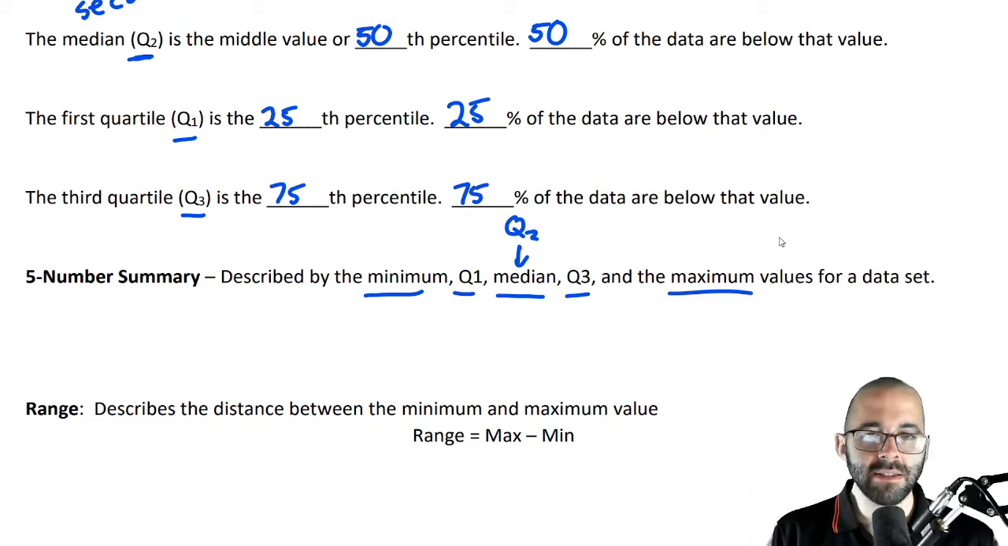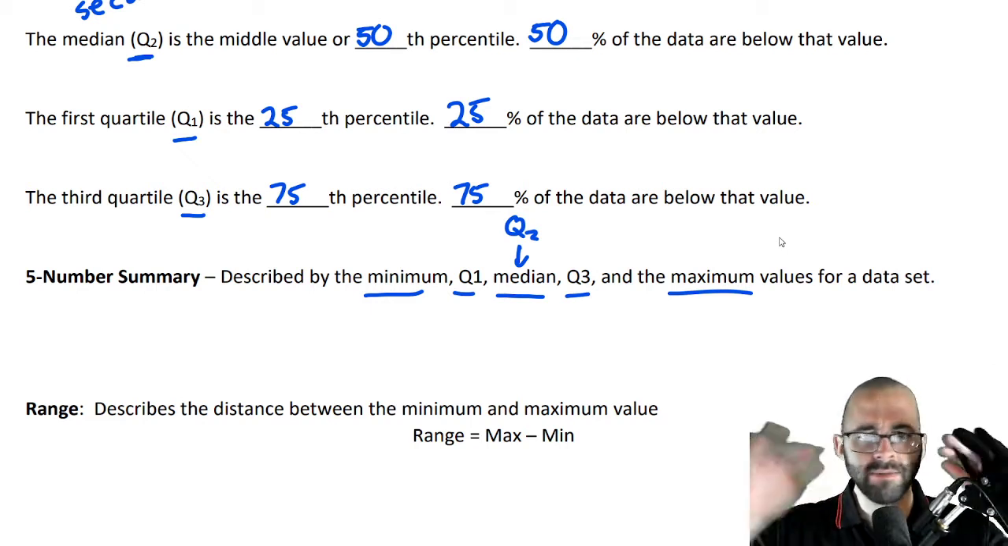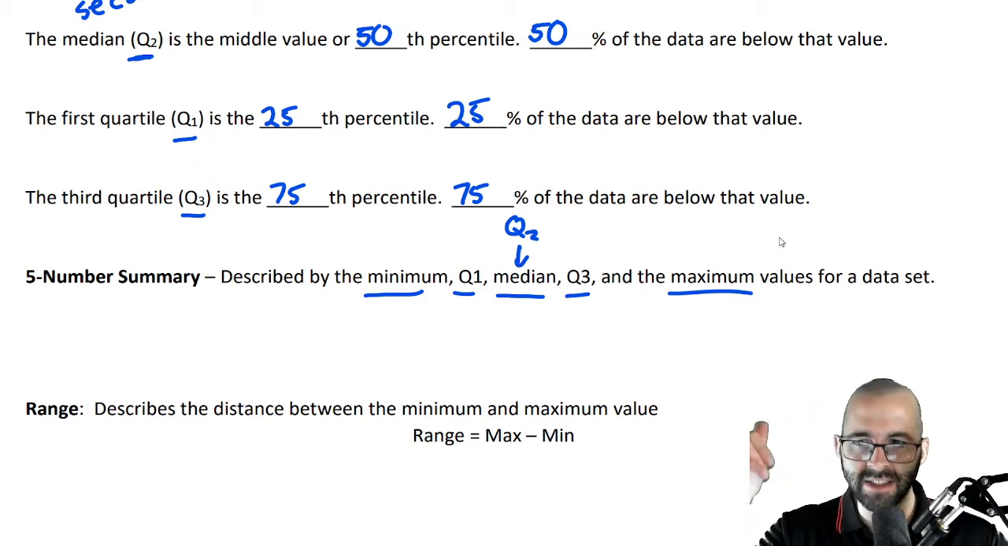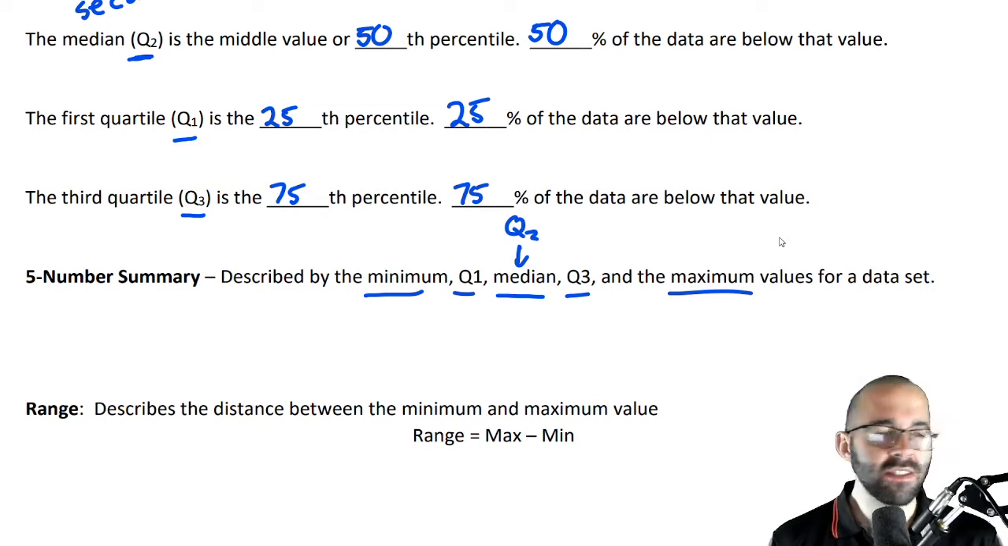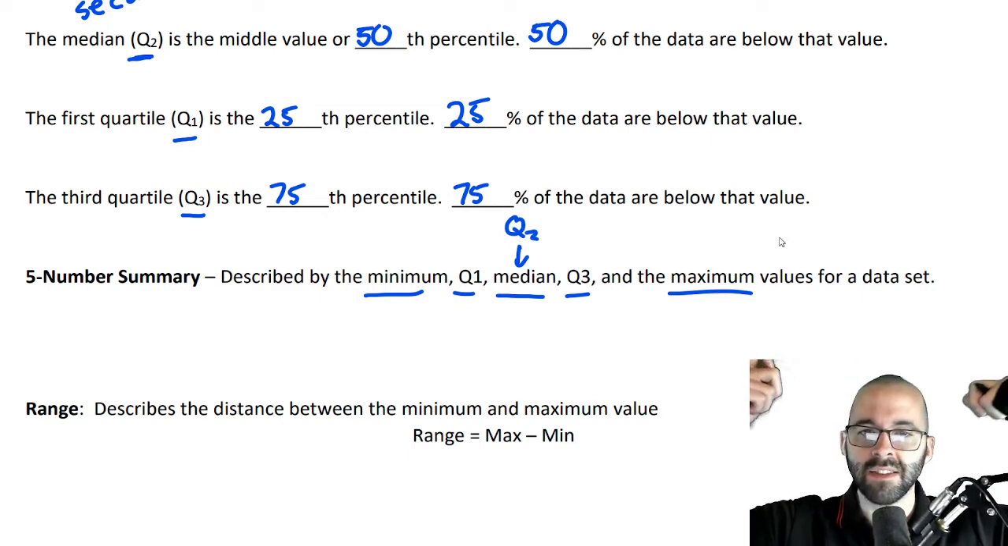Range, a lot of times when we talk about functions, we talk about domain and range. This is a different usage of the word range. This is stats range, okay, which is different. So the range is just the difference between the biggest and the smallest value.